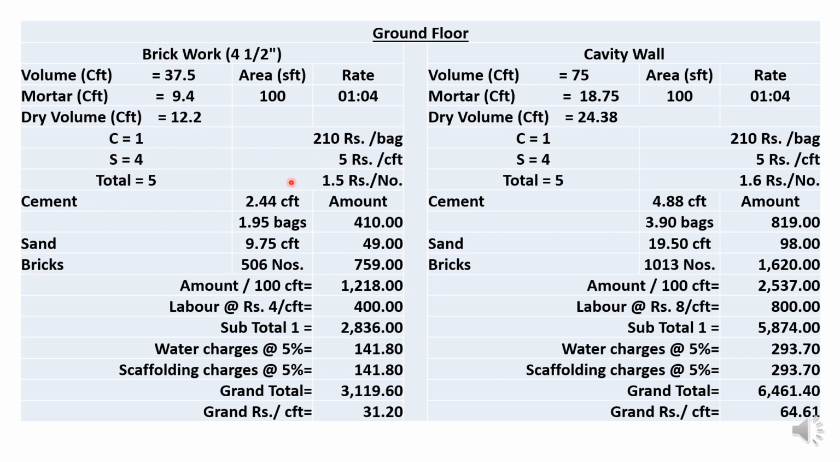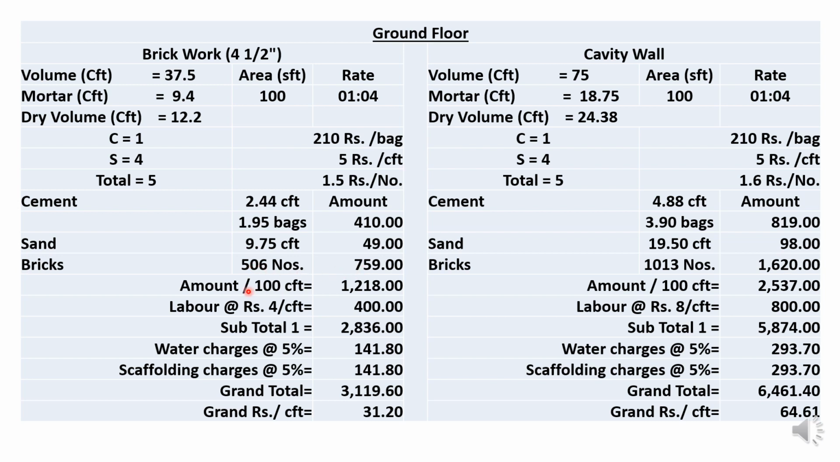That is cement 210 rupees per bag. Sand 45 rupees per CFT. Brick is 1.5 rupees per number. Cement 2.44 bags, that is 1.95 bags, will cost you 410 rupees. Sand 9.75 at the rate of 5 rupees will be 49.